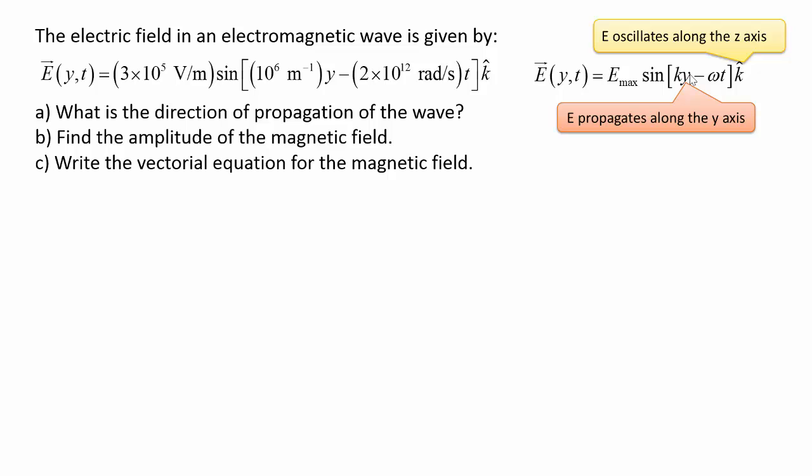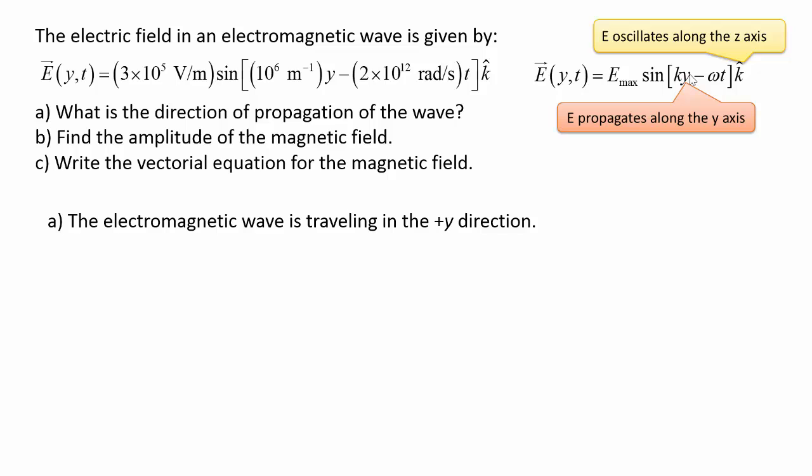If the electric field is propagating along the y-axis, then the magnetic field is also propagating along the y-axis, and the electromagnetic wave is traveling then in the plus y direction. Why plus? Because the sign in the parentheses here is negative. If this sign were to be positive, then the electromagnetic wave would have been traveling in the negative y-axis.